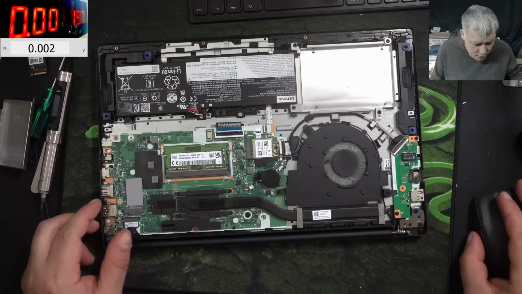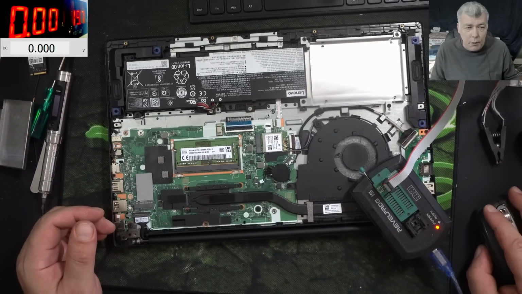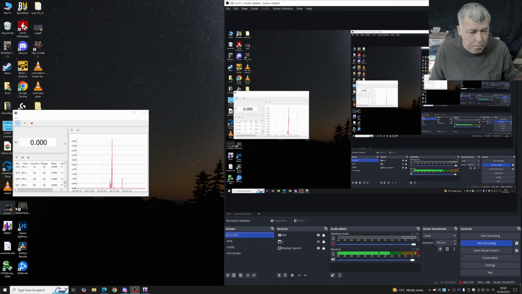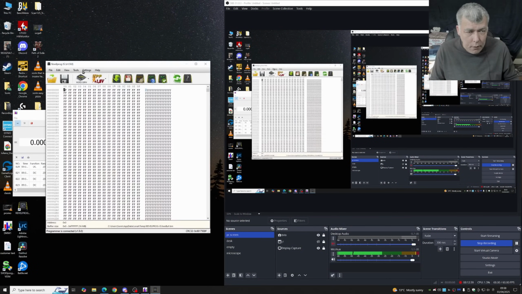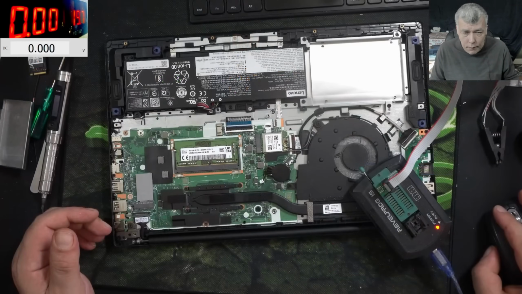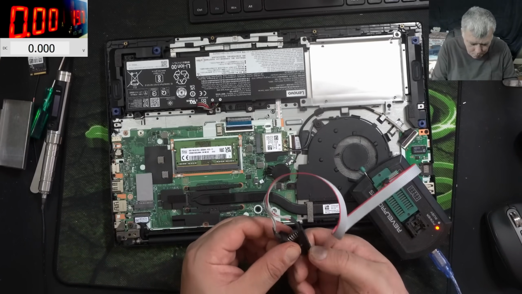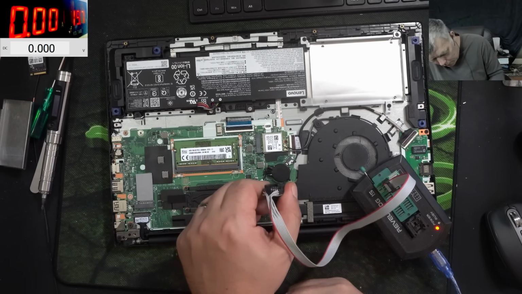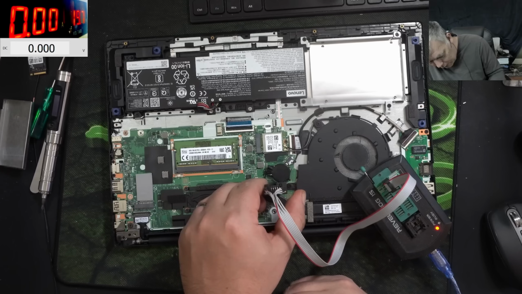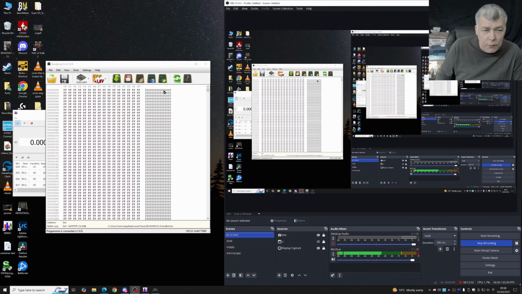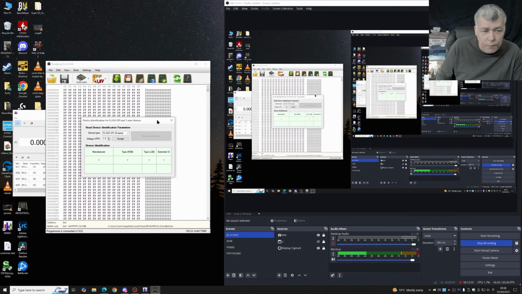Give me 1 second. Okay, so we have the programmer here. The Rebel Proc. Let's fit the clamp. So, pin number 1 here. Good. We need to identify the chip. 1.8 volts, good.